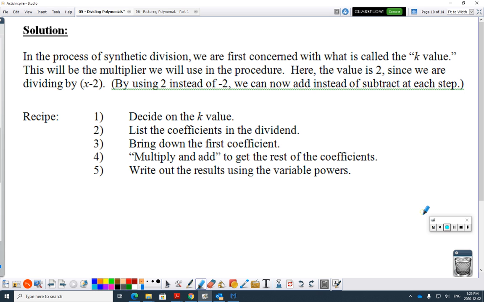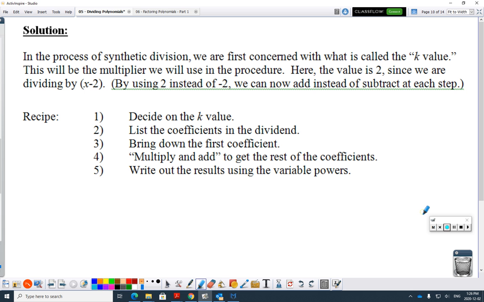But anyways, here is the process. Here's how we do synthetic division. So you're like, I don't remember the steps for synthetic division. You will. Nobody ever comes back to this thing, because after you practice about 11 of them, you're like, okay, I got it. I know what to do for synthetic. But here it is, you have to look back at it. We first consider what's called the K value. It will be the multiplier in the procedure. Here the value of K is 2. I just used a 2 since we are dividing by x minus 2. By using 2 instead of negative 2, we can add through the whole question instead of subtract, because we've reversed the sign of everything. So your recipe: decide on a K value.